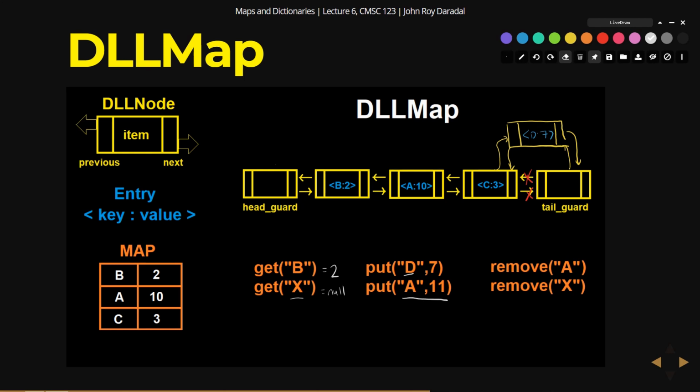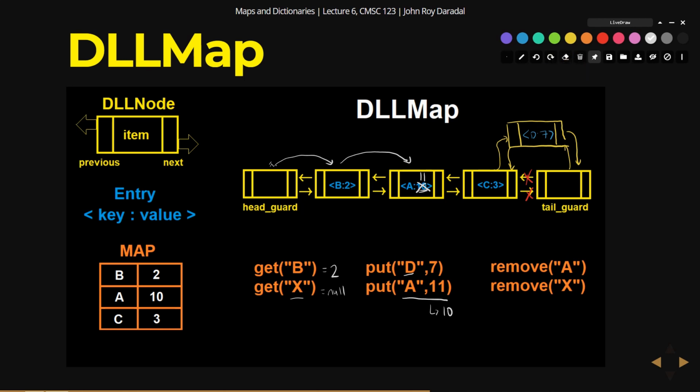Now how about if we try to add or put A11? So again, we need to make sure that A does not exist already. So we start at the head guard. Let's check. Is this A? No. So let's go to the next. Is this A? Well, it is actually A. So we won't add a new entry. We will just overwrite this existing one. So instead of 10, we will change this to 11 and return the existing value, which was supposed to be 10, right? So it will return 10. Okay, so A11.